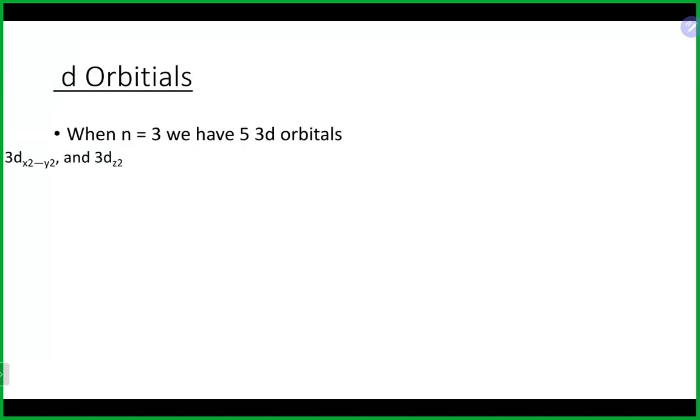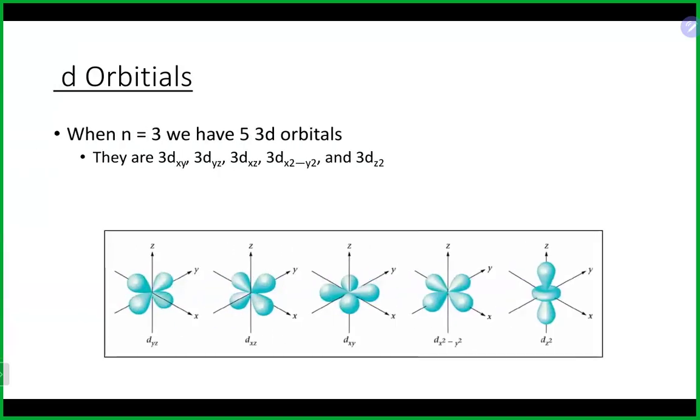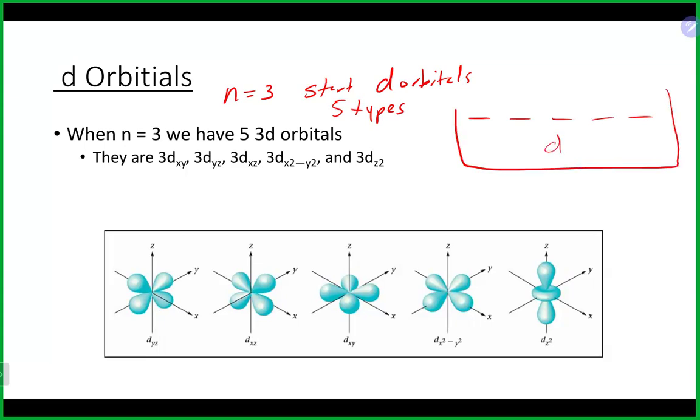The next type of orbitals are d orbitals, and d orbitals basically start on the third energy level. So when you get to n equals 3, that is where we start our d orbitals. And like p orbitals, there's actually 5 types of d orbitals. So if you do that, 1, 2, 3, 4, 5, these are 5 individual d orbitals, also known as a d subshell when you take them all together.